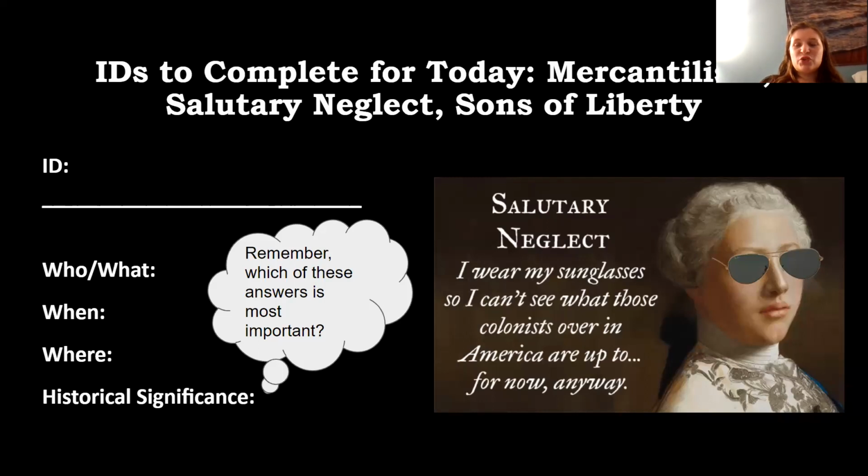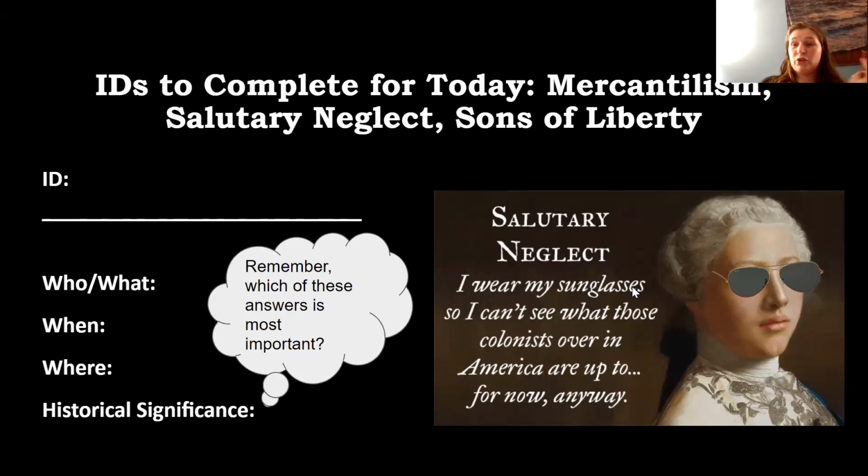So we've also discussed how to do IDs. Remember, this is the who or what, when, where, and historical significance, with this last one, historical significance, being the most important. We went over three of the words today that are on your IDs. That's mercantilism, salutary neglect, and Sons of Liberty. So you should go back through your notes. You could try with your memory first. You can use the internet or buddies to assist you, but you should never have the same phrasing as someone else in the class. You should never copy directly from a slide. You should show me that you have read or listened to and interpreted what you have read or listened to into your own words so that I can see that you understand that definition and that significance.